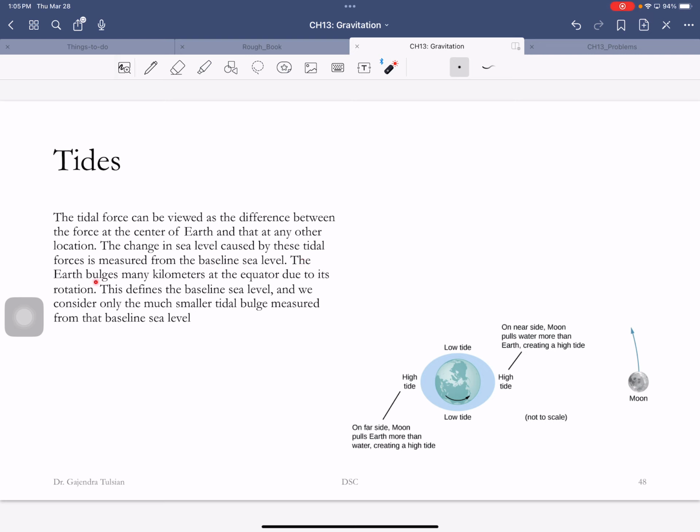The Earth bulges many kilometers at the equator due to its rotation. What that statement is saying is, if the Earth didn't rotate, that would be the shape of the Earth. But because it's rotating, it's already bulging several kilometers at the equator. So this tidal bulge is a few meters above that bulge. That's the baseline. So that's what we're talking about.